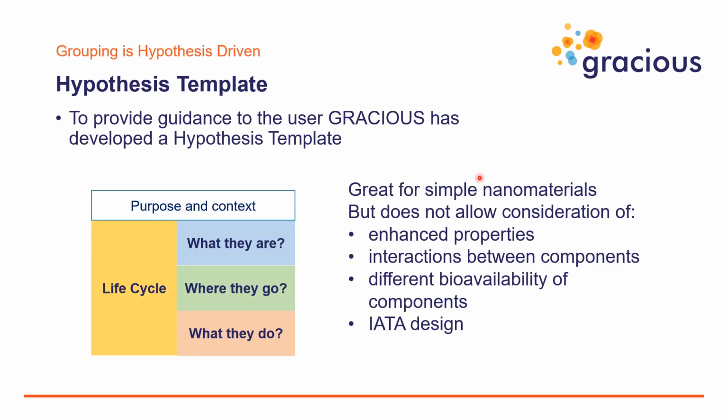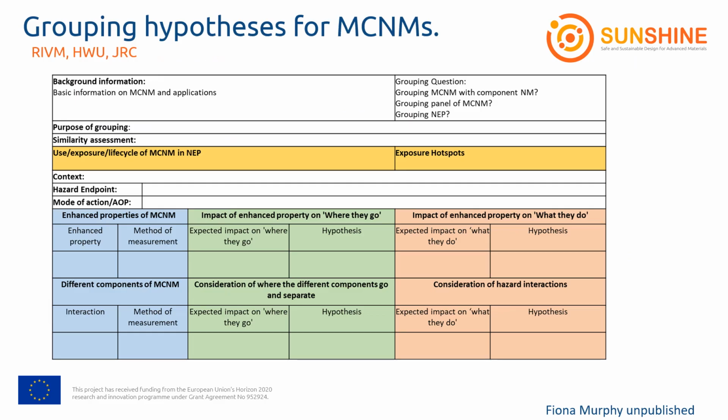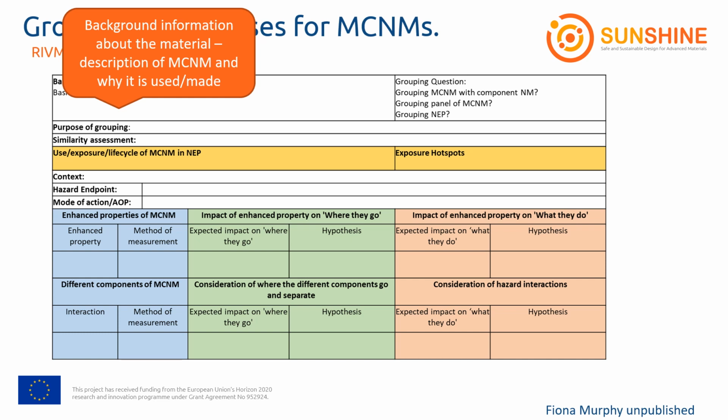So this means we need to enhance our hypothesis template because it doesn't consider enhanced properties, it doesn't consider interactions or the bioavailability of the different components, and what it didn't do as well is it didn't provide enough information to inform the IATA design. So we now have a new template. This is still in a draft form, but it provides background information about the materials. It gathers together the different group members within the template.